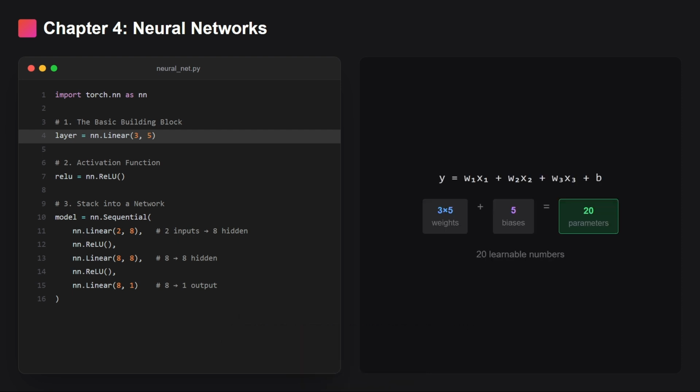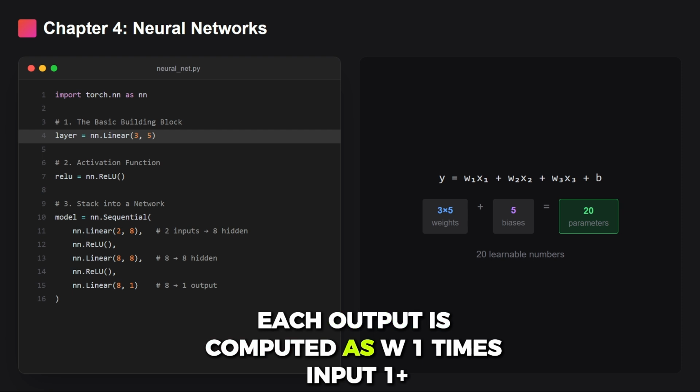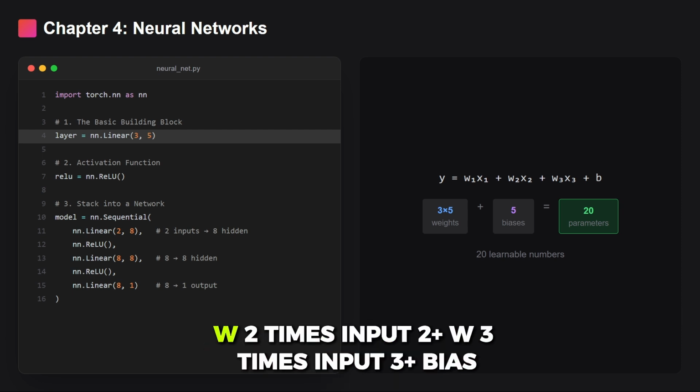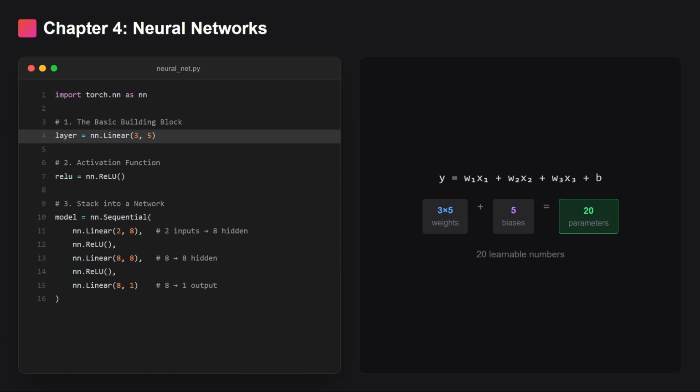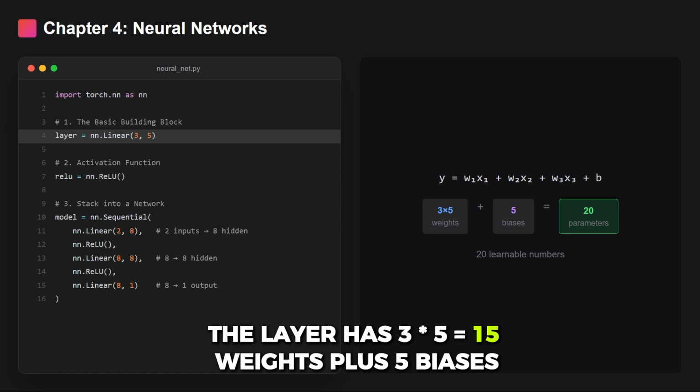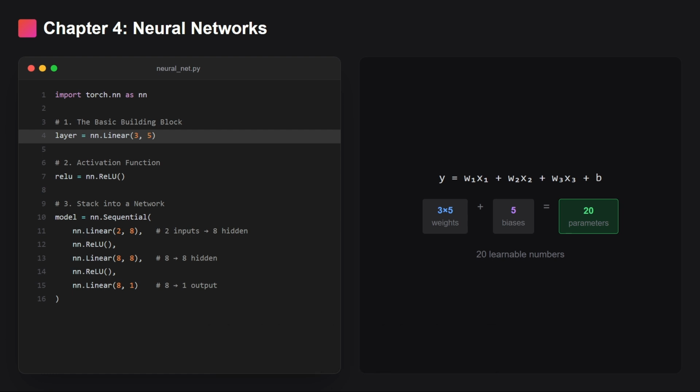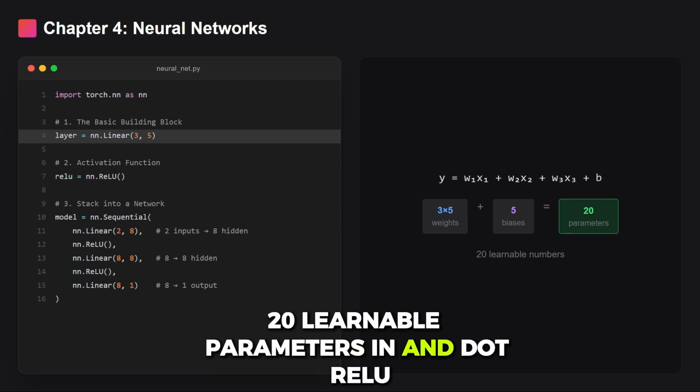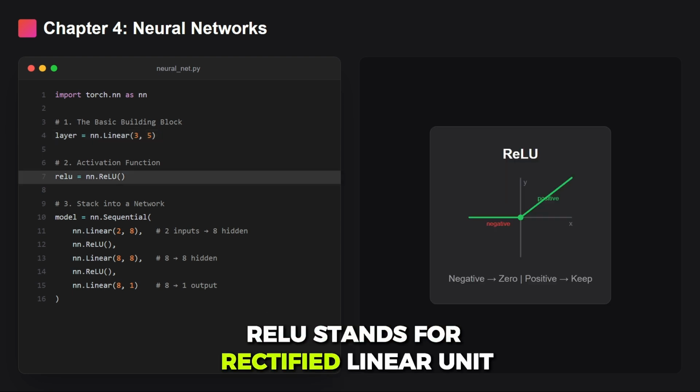What's actually happening? Each output is computed as W1 times input 1 plus W2 times input 2 plus W3 times input 3 plus bias. The layer has 3 times 5 equals 15 weights plus 5 biases. 20 learnable parameters. nn.ReLU. ReLU stands for rectified linear unit.